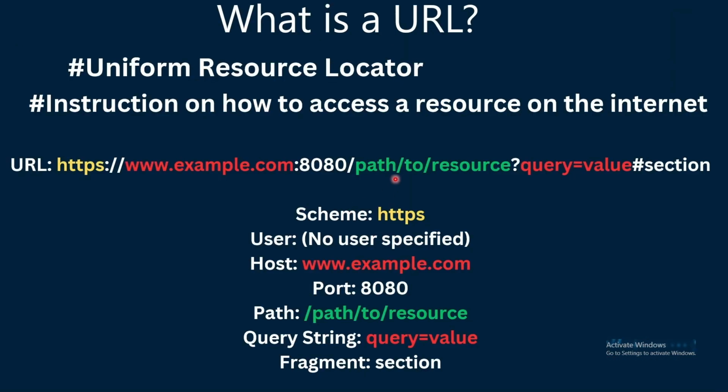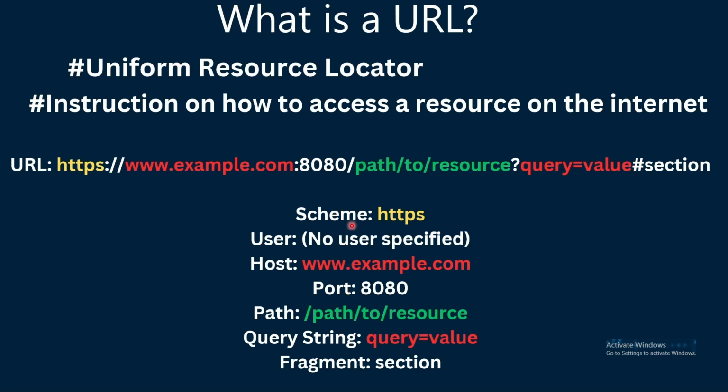So now let's talk about URL in short. URL basically means Uniform Resource Locator. It basically gives instructions on how to access a resource on the internet. So you need to tell the browser how and where to access resources. This is where the URL helps. So here you can see a URL. It's divided into various parts. This is how a URL basically looks, and these are the various parts of it.